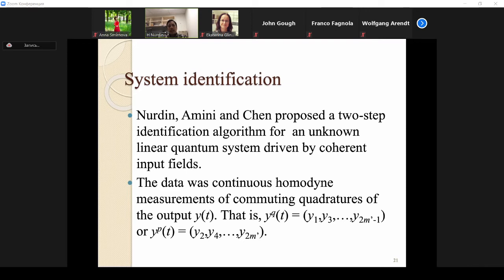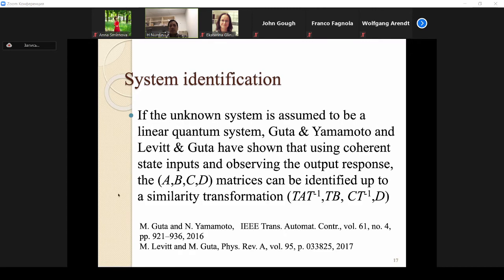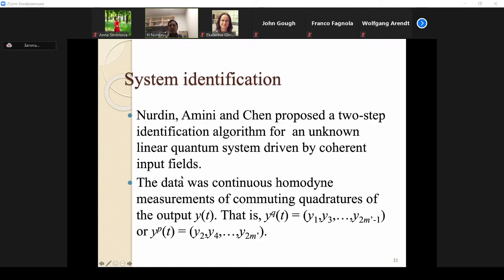So another work that I was involved in with Nina Amini and my student Jen Chen was to develop a method for identifying a system based on coherent inputs. As I mentioned earlier, it is already a known result that you can identify the ABCD matrices up to a similarity transformation using coherent state inputs. But in this work, we developed an empirical method to do that.